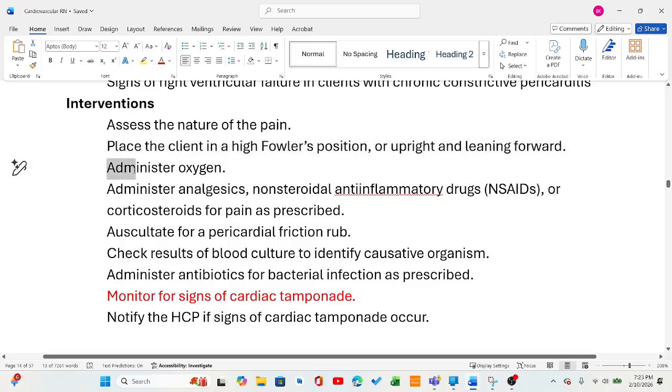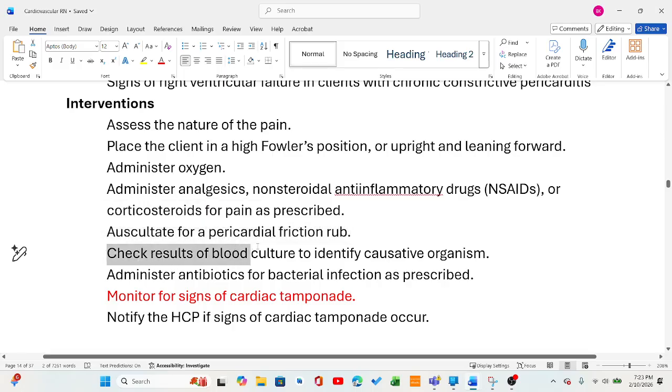You want to give them oxygen as well. So you can see that the same thing that we did for the previous patients, we are doing the same thing over here. Because it's an inflammation, and because they are in pain, you want to give them NSAIDs as well. You also auscultate for any pericardial friction rub.